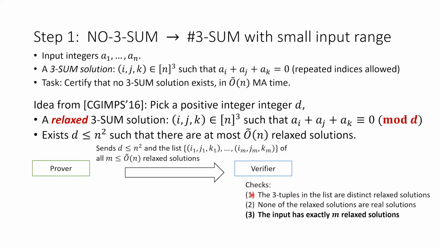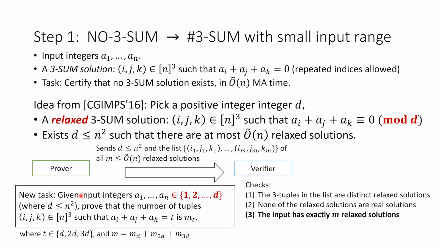The first 2 statements are easy to check, so it remains to verify the third one, which is a counting problem. Since now we only care about relaxed solutions, namely the threesomes that are equal to 0 mod d, we can reduce all the input integers mod d.